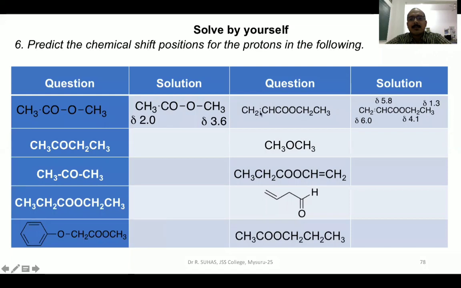Next is another problem. Here there is a double bond. CH double bond CH2, alkenic, is 5 to 6.5, and CH2CH3 is a triplet and quartet, which is the characteristic feature of the ethyl group. So this will be 6, this will be 5.8, this will be 4.1 and this will be 1.3. That is how you have to predict the chemical shift positions for the rest of the compounds.